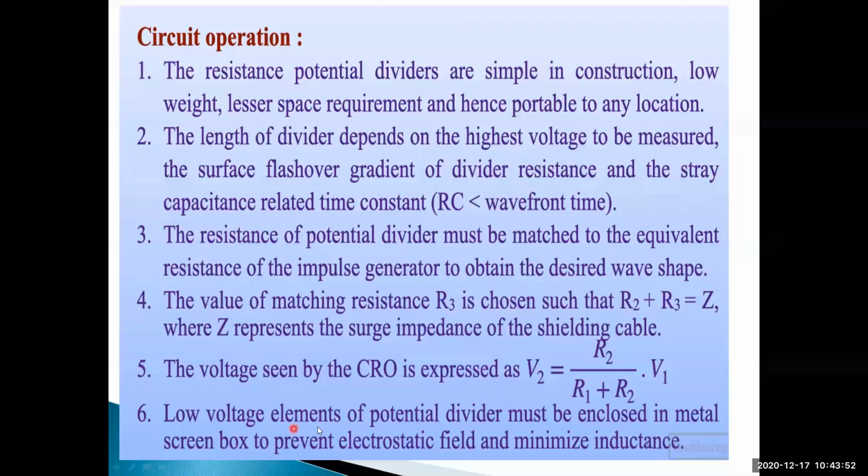Low voltage elements of the potential divider must be enclosed in a metal screen box to prevent electrostatic fields and minimize inductance. The low voltage elements are easily affected by external electrostatic fields, which is why they must be placed in a metal screen box. Then the errors present in the CRO and measurement equipment are very small.